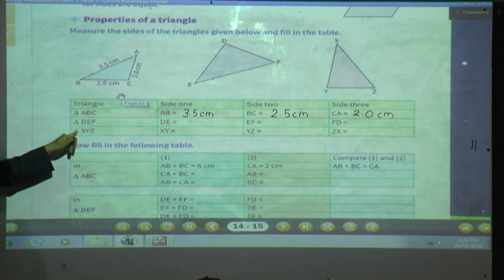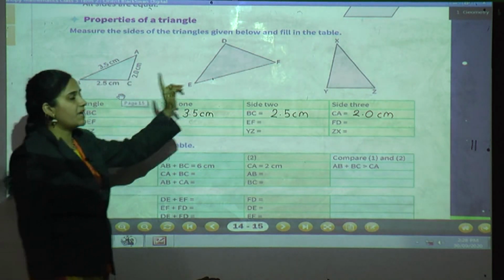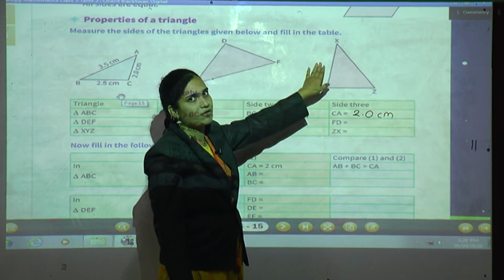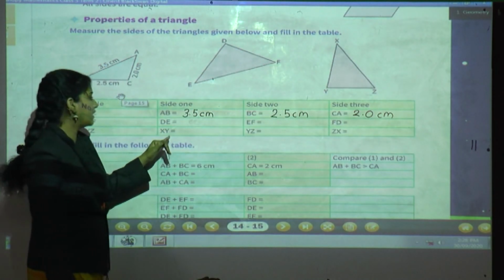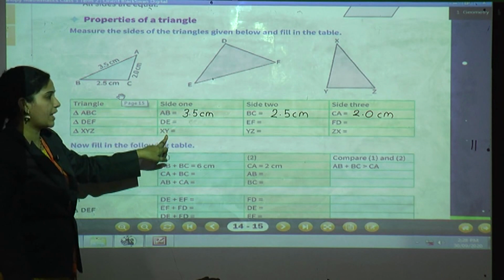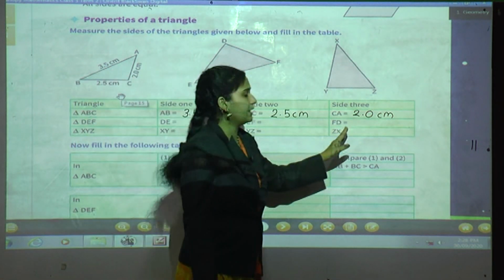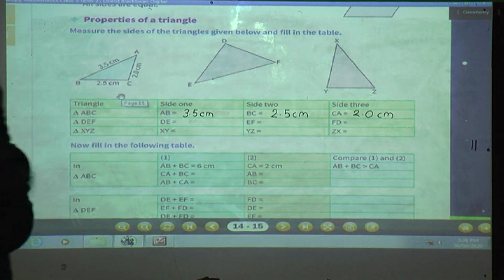Again, in triangle XYZ, just measure the sides with the help of a scale and fill the table. Write the measurement of XY, YZ and ZX. So we'll see the next one.